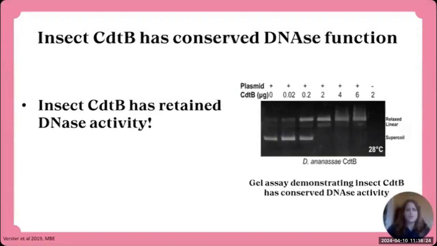So as you can see in this image over here, when we add increasing quantities of CDTB protein, we see more of what are called the relaxed and linear species of the plasmid, suggesting DNase activity. So this was a sort of experimental, artificial situation where we actually do see this DNase activity at work, which we found very exciting.